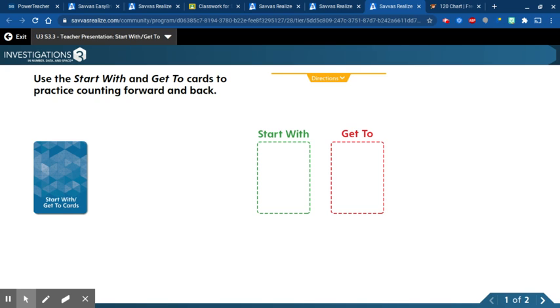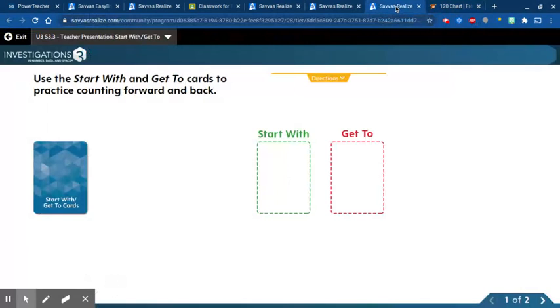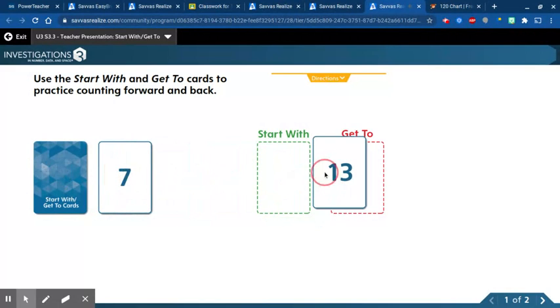In Google Classroom, there is a 120 chart attached to your math assignment that you can practice using to figure out where to start the numbers and where to end the numbers and to help you count. Okay, so the first thing we're going to do is pick our cards. I'm going to put the cards in our spot.